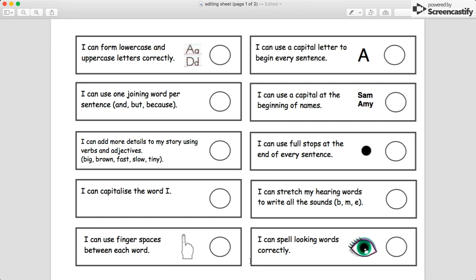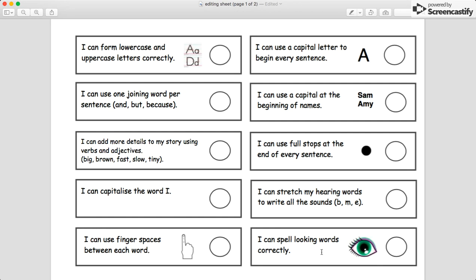I can spell looking words correctly. Now, if I've got any looking words up on the board, there's no excuse for those to be incorrectly spelt. Just go and check, make sure your book matches what's written on the board. Also, there's sometimes some looking words on your picture prompt in your book, so that's even easier to check. You can use this checklist every day when you've finished your writing to make sure that it's even better.